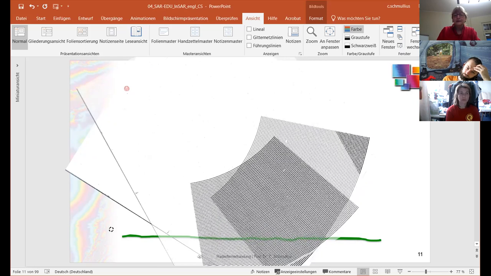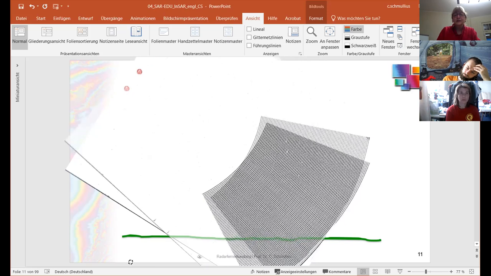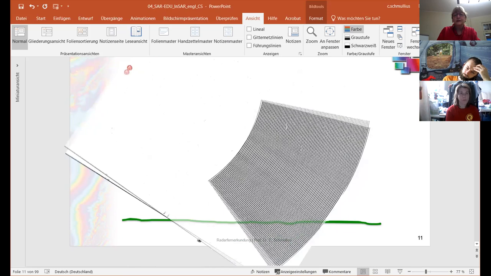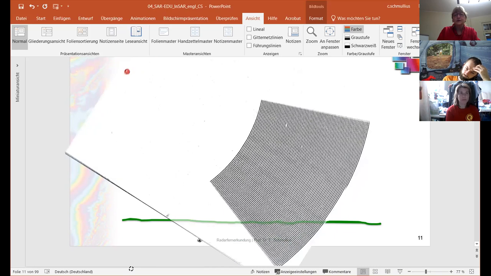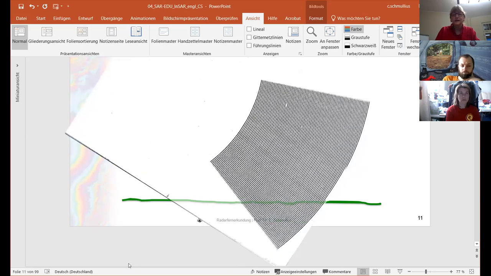Okay, going back, now we have here a nice set of fringes. And if I get too close to each other, here it would be identical, the same. So if the baseline is too small, I'm getting only a few fringes.